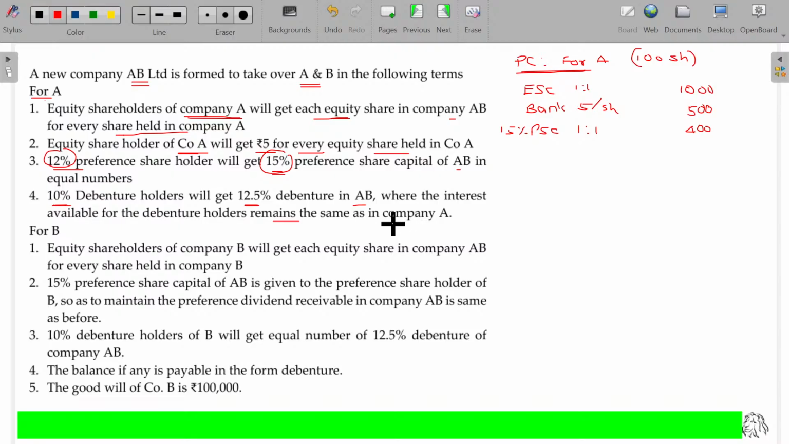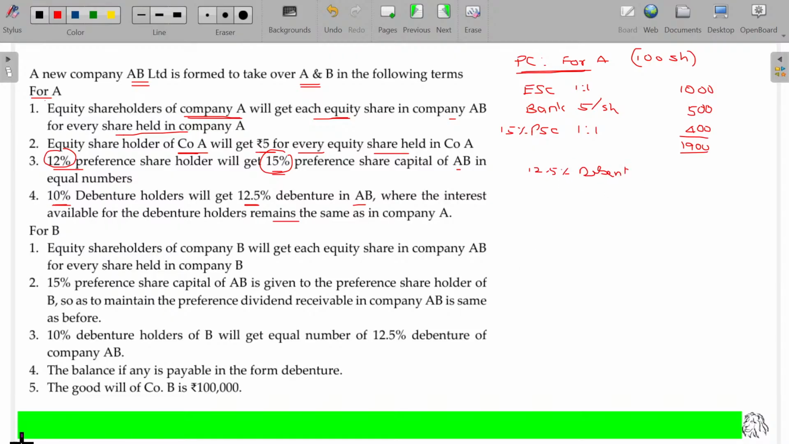See, anything offered to the equity shareholders as well as preference shareholders will form part of the purchase consideration. Anything offered to the debenture holders does not form part of the purchase consideration. So here, this will be the purchase consideration. The 12.5% debentures are offered in exchange of the existing debentures to the existing debenture holders.